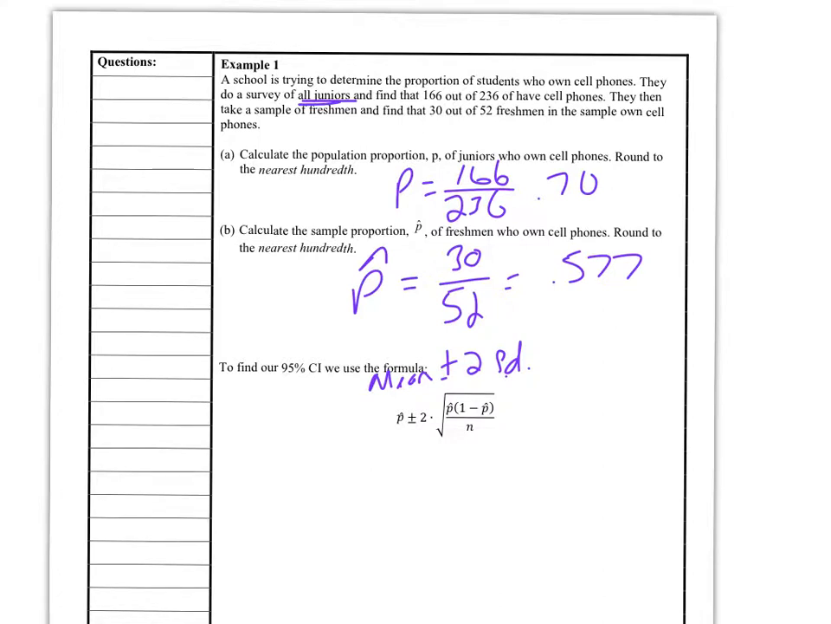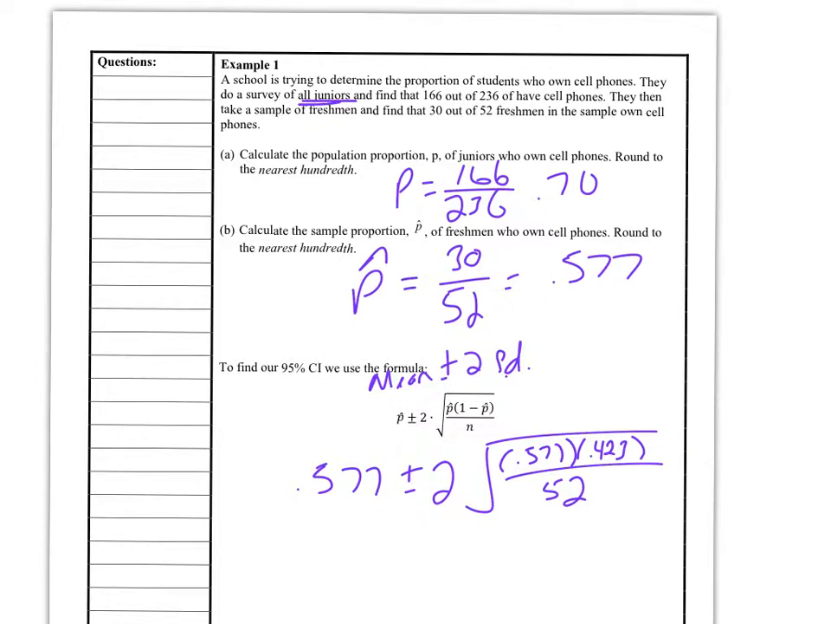So for this particular question, we had a p hat of 0.577. So 0.577 plus or minus 2 times the square root of 0.577 times 0.423, and then all over the sample size 52. Now this is the formula for the standard deviation of a proportion, so you do have to memorize that new part, but that is how you find the standard deviation when you have a proportion.